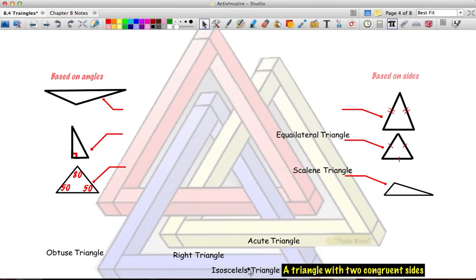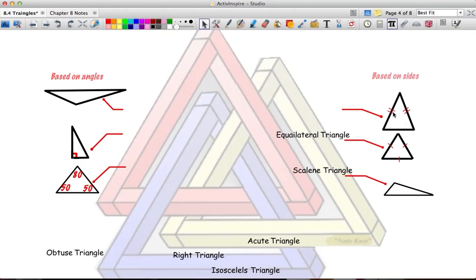The isosceles triangle is the last classification we use to classify a triangle by its sides. This is a triangle with 2 congruent sides. Because it has 2 congruent sides, it also has 2 congruent angles. To help me remember this, I think of the word isosceles. It has the word I in the front. You have 2 eyes on your head, and an isosceles triangle has 2 congruent sides.